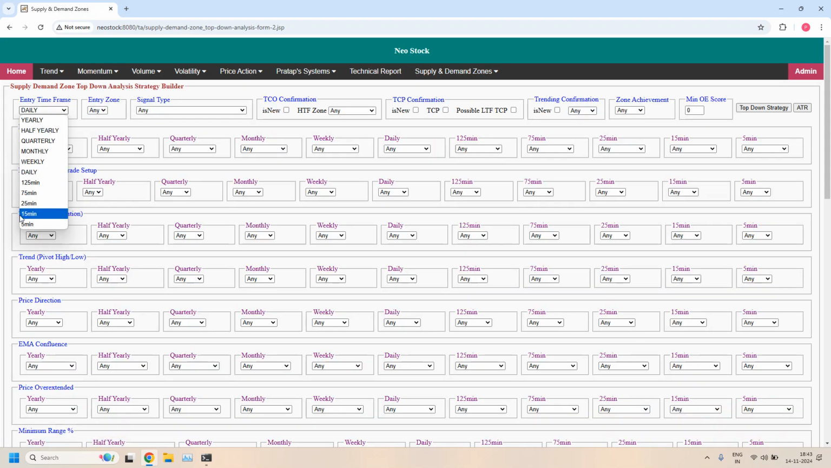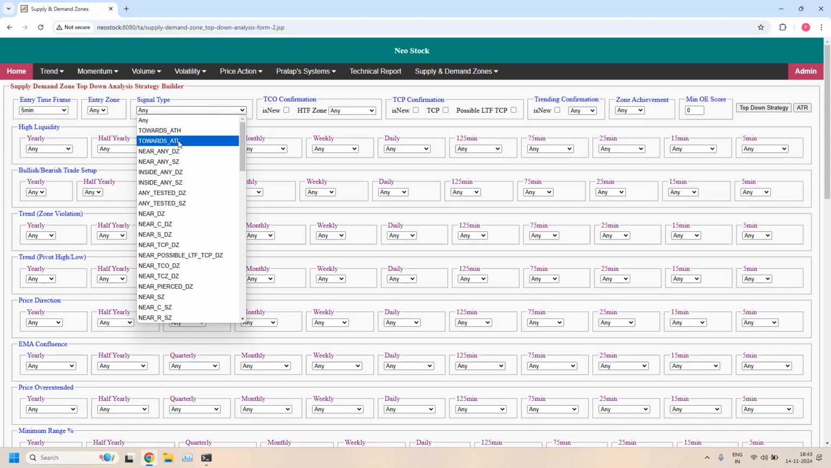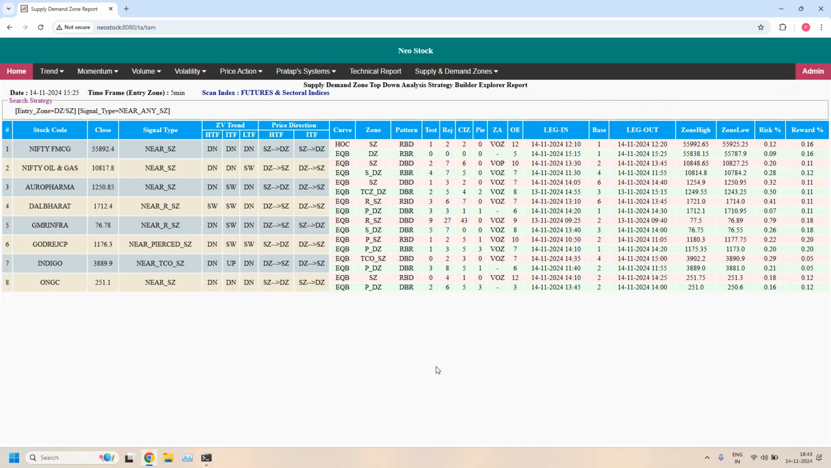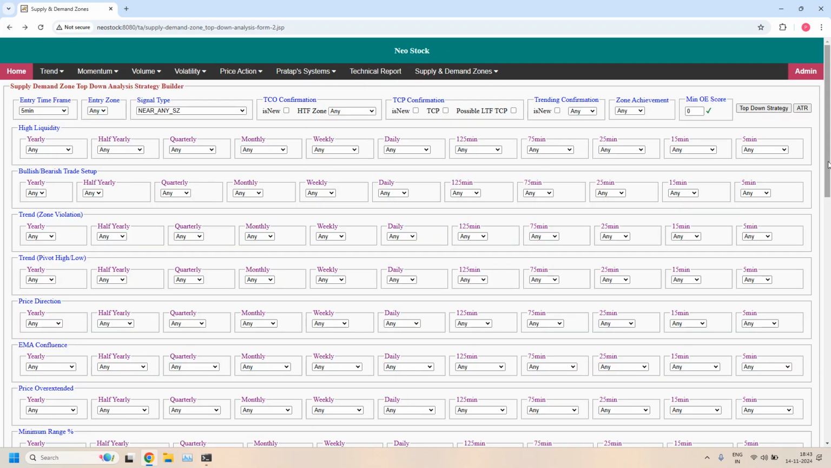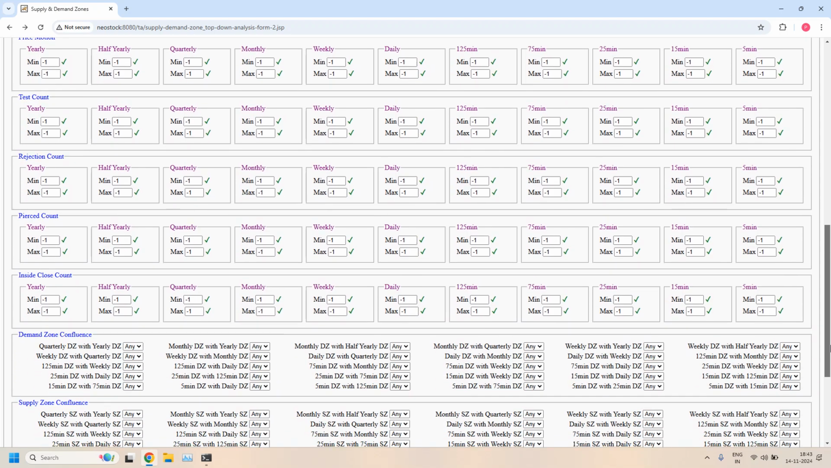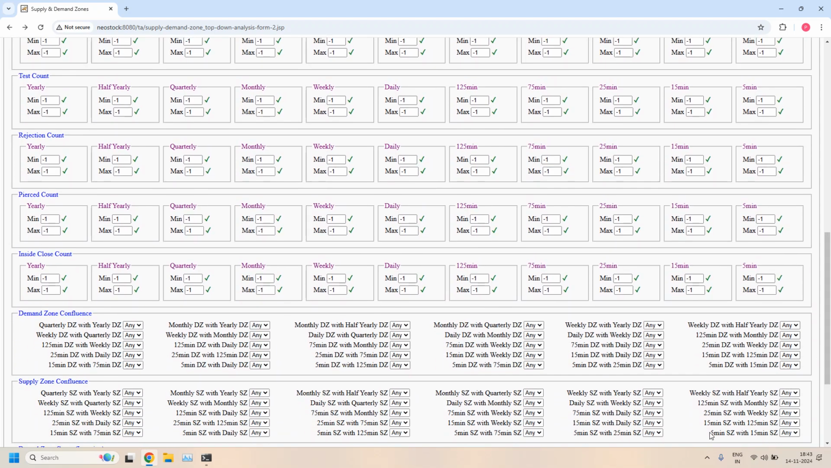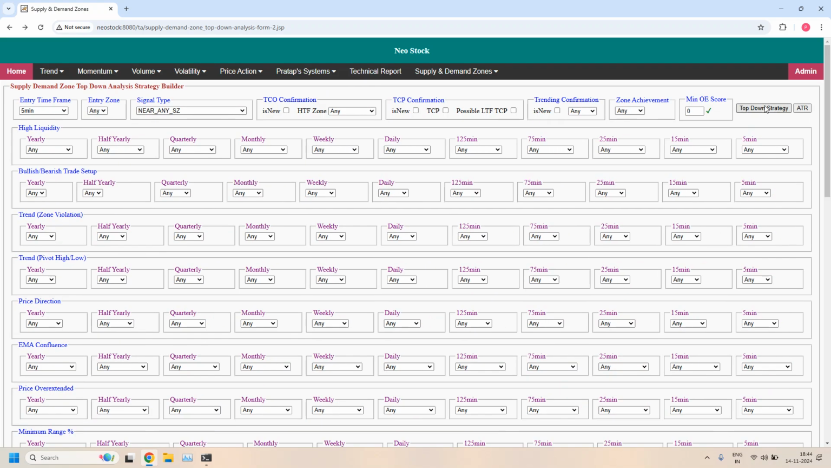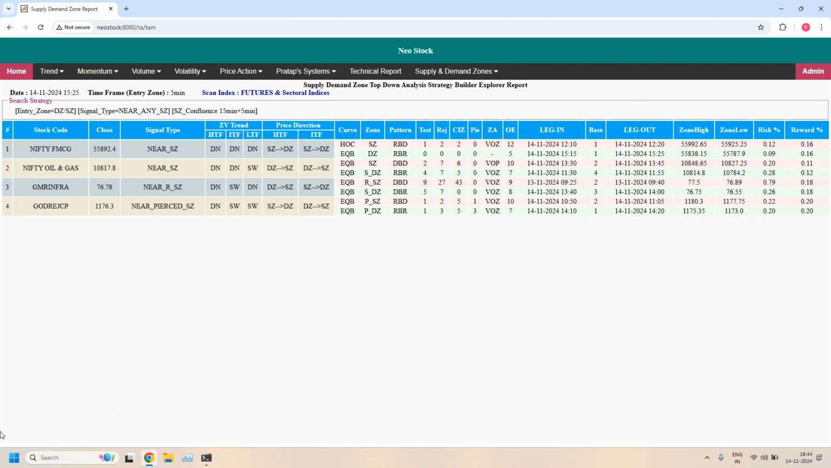Next, for 5 minutes time frame, let's find the stocks near 5 minutes supply zone. 8 stocks are filtered. So let's verify how many of these 8 supply zones have ITF supply zone confluence. That is 5 minutes supply zone with 15 minutes supply zone confluence. I'm enabling the filter. Now we got four supply zones. In that, the 4th supply zone is pierced. You can ignore this.